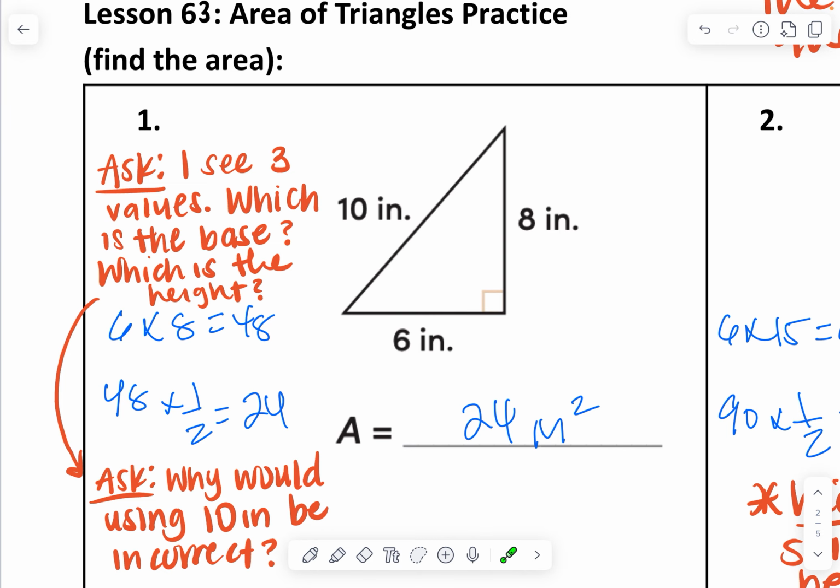Some students may know that 10 is actually what we call our hypotenuse. 8, however, is our height. Height can never be slanted. That is always a hint that I like to tell students. Height can never be slanted. So the simple fact that the line alongside 10 inches is slanted lets us know we cannot use that value as our height. It has to be 8. So we would do 6 times 8, which is 48, divided by 2, giving us 24 meters squared.